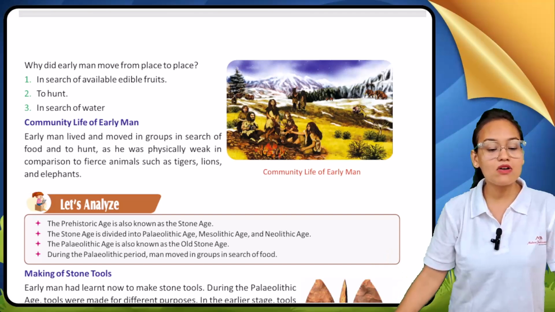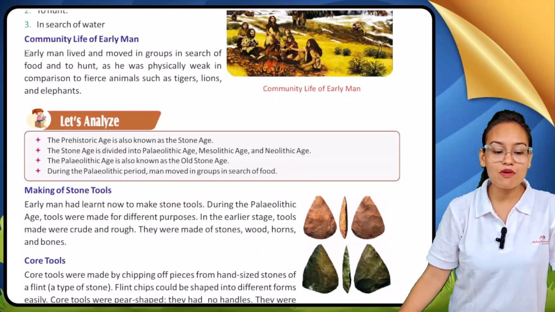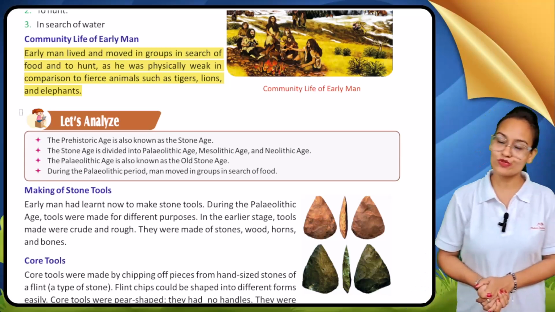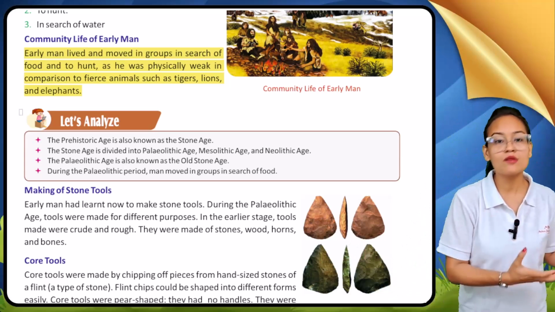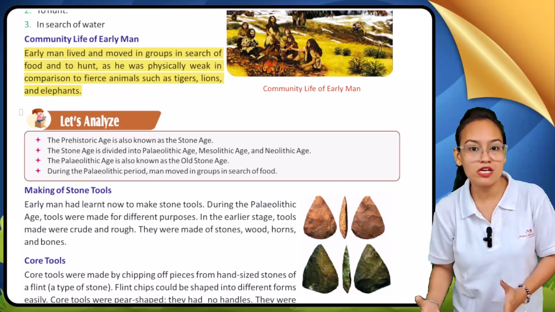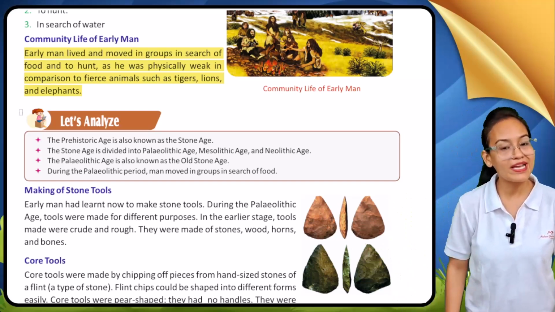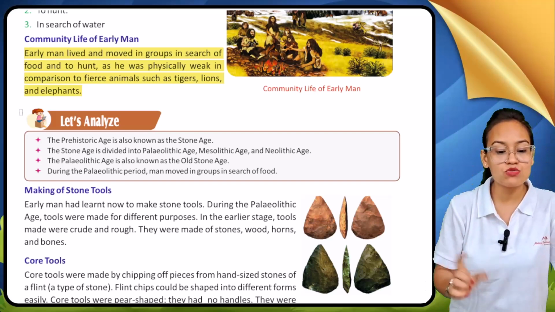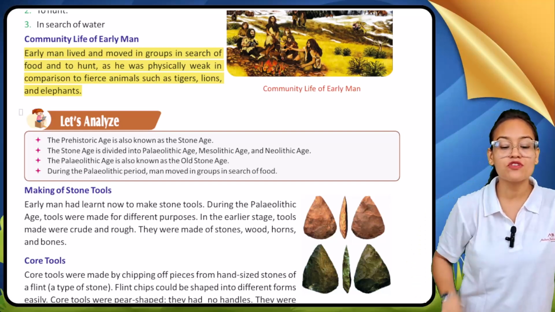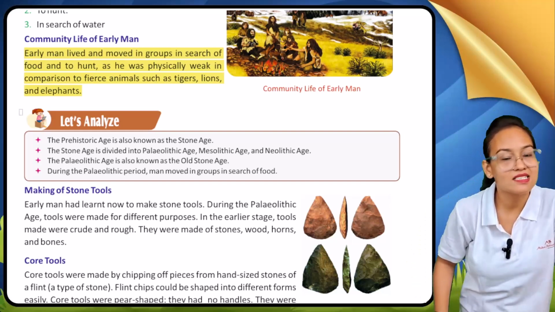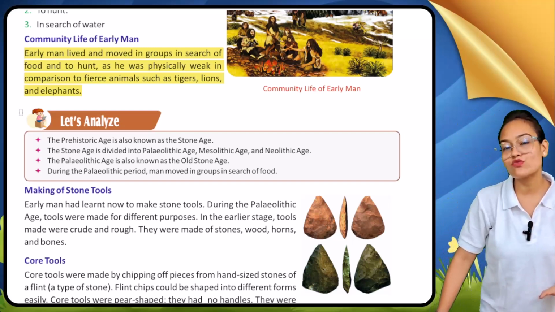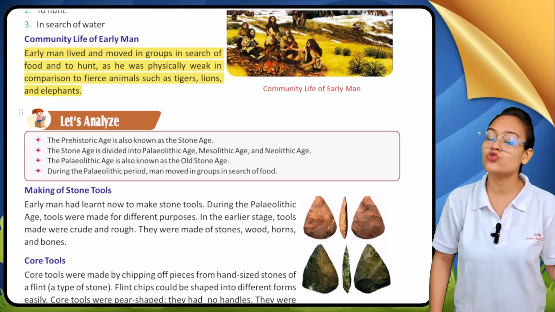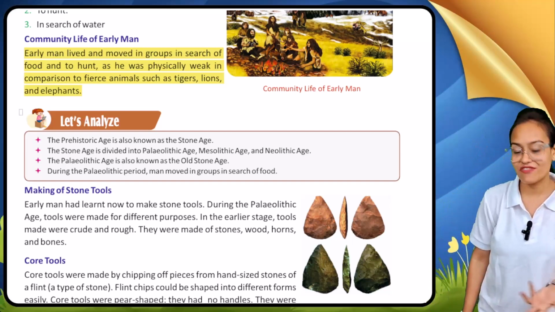Okay, now community life of early men. What type of life did early men live? You all know early men used to move in groups, meaning they did not move as individuals. They used to move in a group in search of food and for hunting purposes. Why? Because they were physically weak in comparison to fierce animals such as tigers, lions, and elephants.